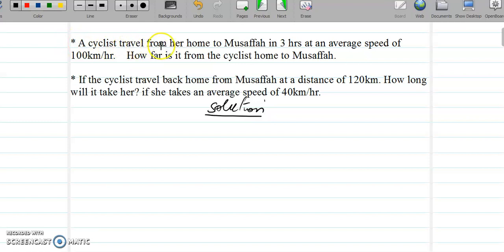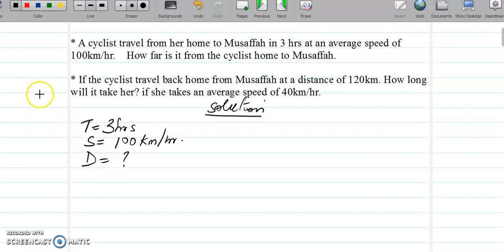A cyclist traveled from her home to Musafir in 3 hours. Time is what? 3 hours. At an average speed. Speed is what? 100 kilometer per hour. Okay, how far? Distance. How far is it from the cyclist's home to Musafir? We're looking for the distance. Distance we don't know.